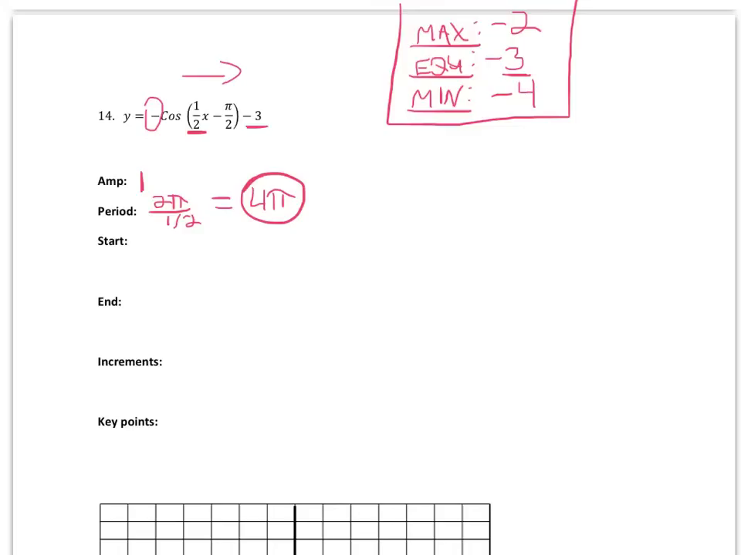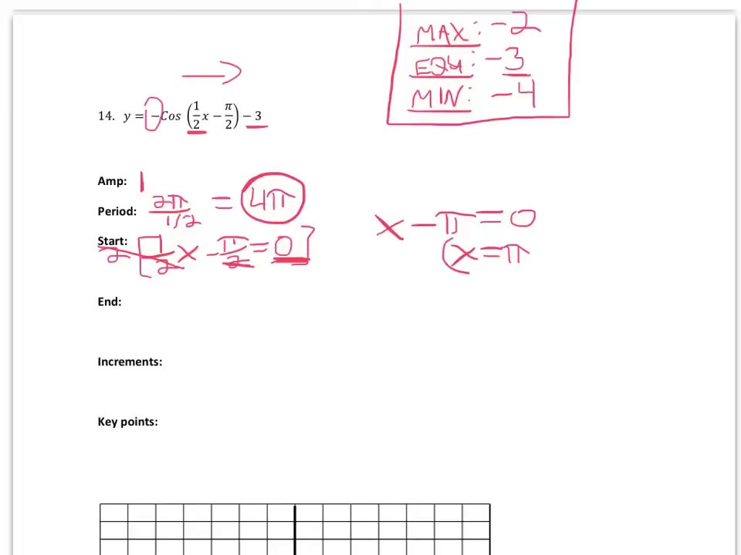Now, to check it, I take what's in parentheses, 1/2 x minus pi over 2. To get the starting point, I set it equal to 0. Now, here's a little trick here. Since the bottom number for everything is 2, I want to get rid of the fractions. It gets ugly with the fractions. I'm going to multiply everything by 2. So 2 times 1/2 is just x. 2 times pi over 2, this 2 goes away, so it becomes x minus pi. And 2 times this 0 still gives me 0. So then if you just add pi to each side, you're going to start at pi. And that makes sense. It's positive. I'm shifting it to the right.